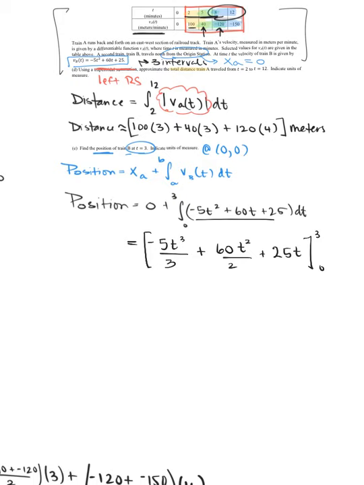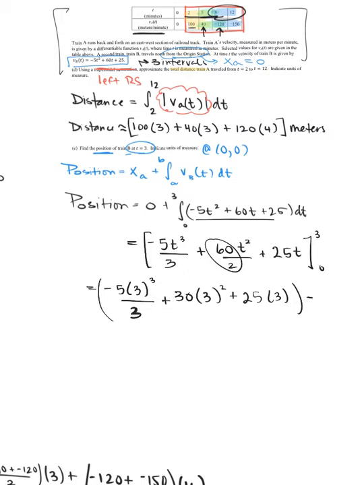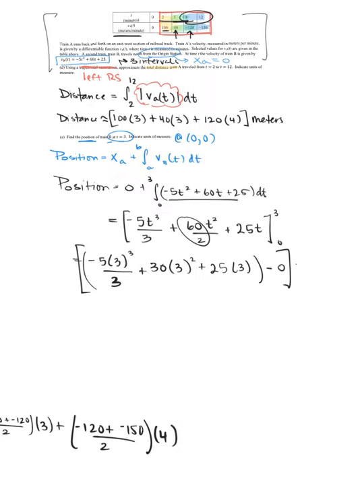And then evaluate this, so I would replace t with 3, so that would be negative 5 times 3 cubed over 3, plus 30 times 3 squared, which is 9, plus 25 times 3, and if I replace t with 0, all of those terms would be 0. And then indicate units of measure. I am in meters per minute, so the integral of that would just be meters. And that would be that problem. And that's it.